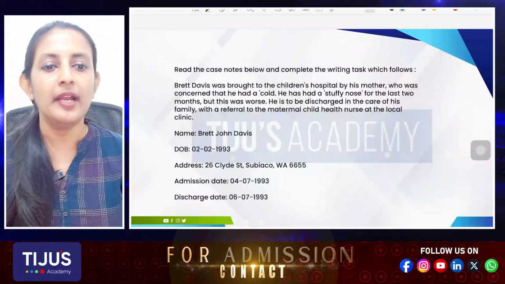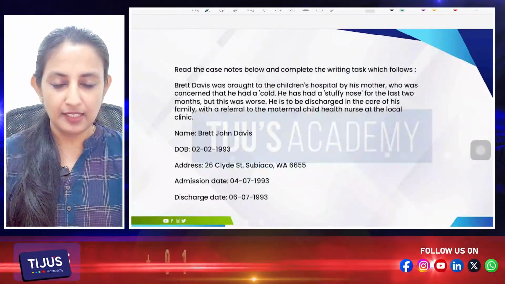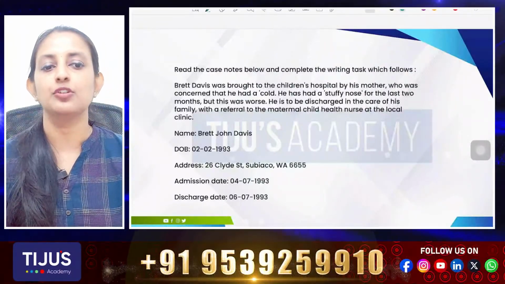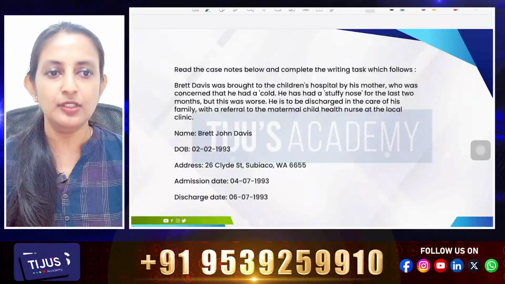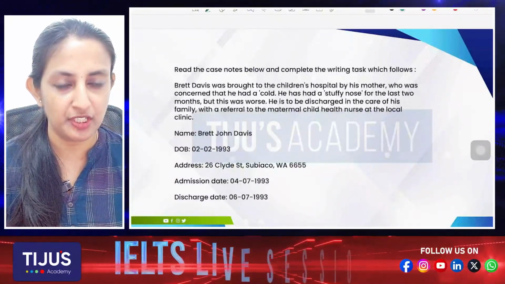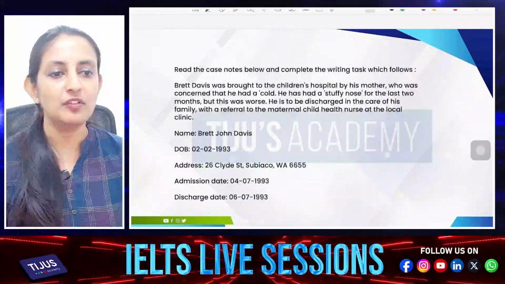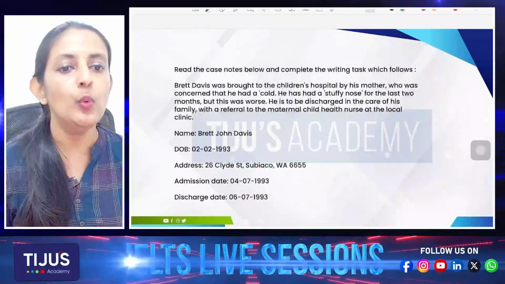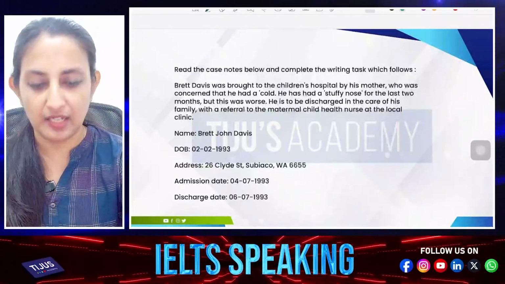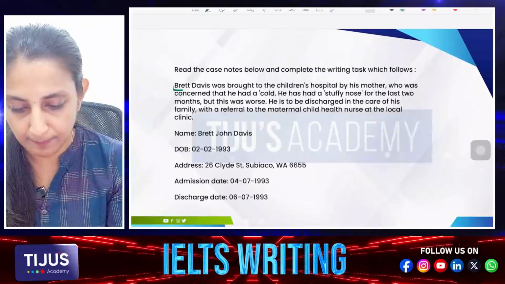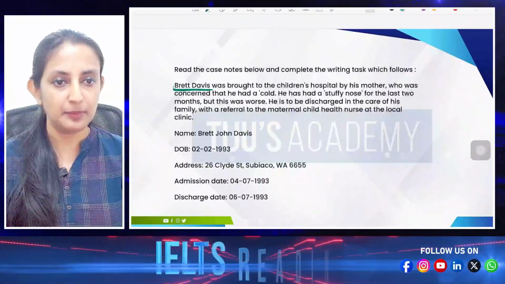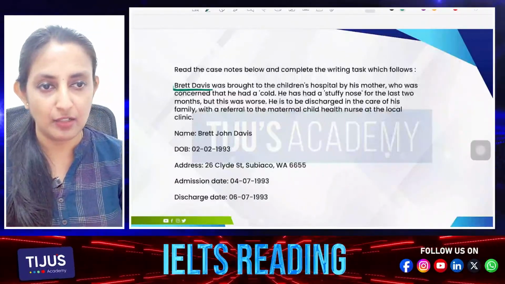In order to identify the reader of this letter, I have prepared a case note, and based on this case note, we are going to have the discussion. So let's begin with the case note. As you can see, the name of the patient is mentioned here. Brett Davis was brought to the Children's Hospital by his mother, who was concerned that he had a cold. So the name of the patient is Brett Davis, and he was brought to the hospital by his mother because he had a cold.